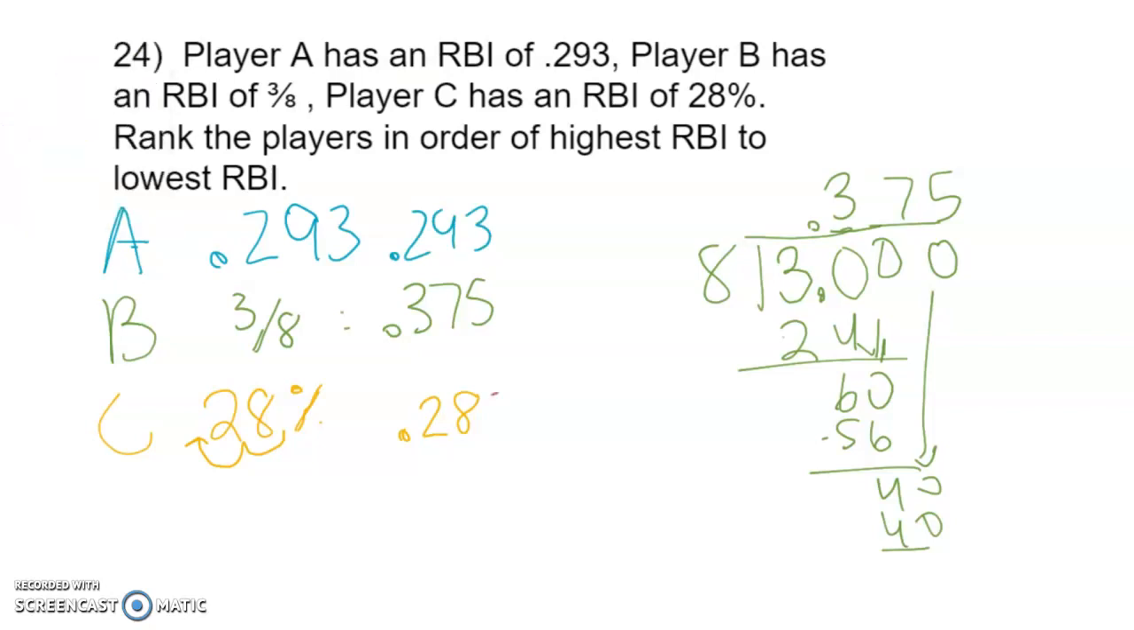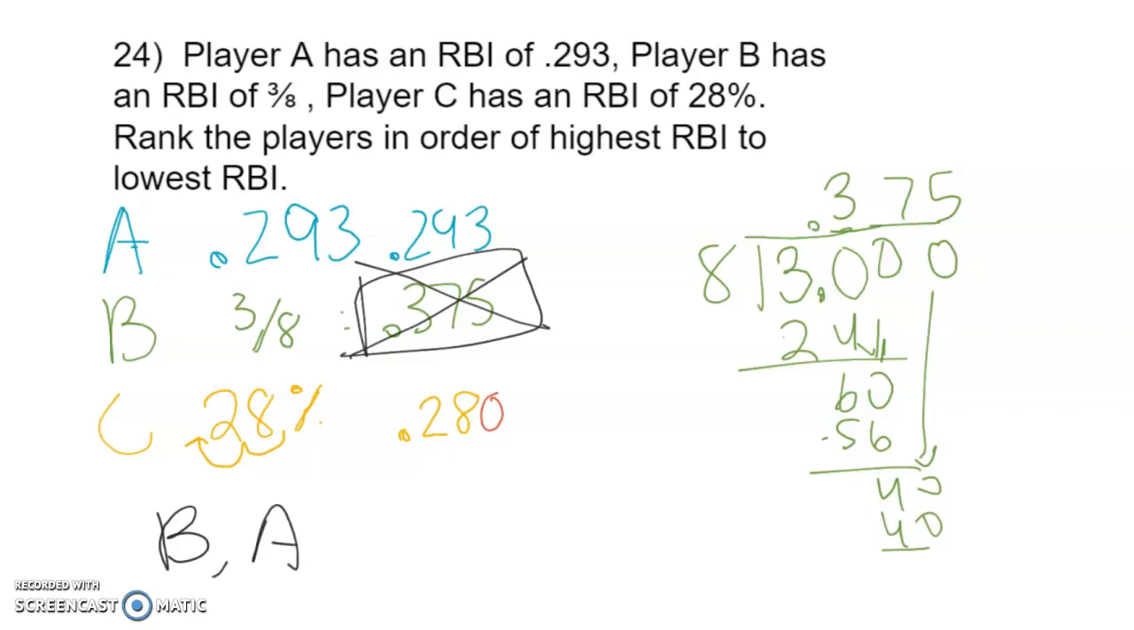I'm going to fill that empty spot here with a 0, and I'm going to put them in order from highest RBI to lowest RBI. So the player with the highest RBI is going to be player B at 0.375. That's actually a really good RBI. Next, we would have player A, and then lastly, we would have player C.